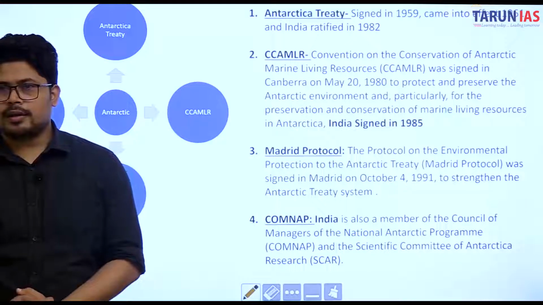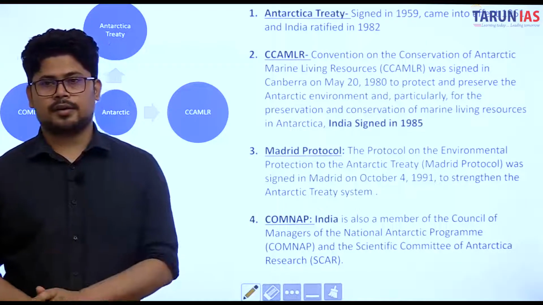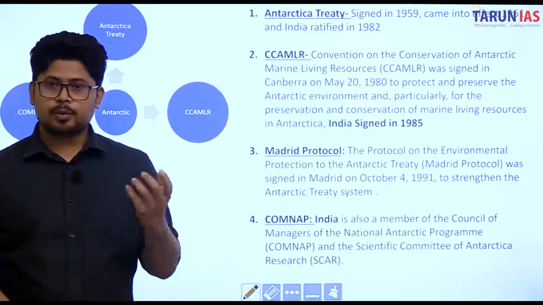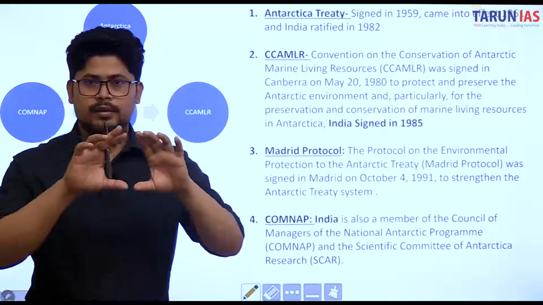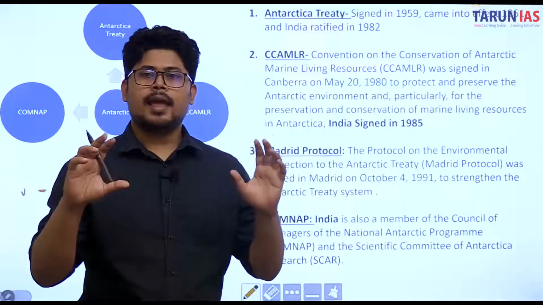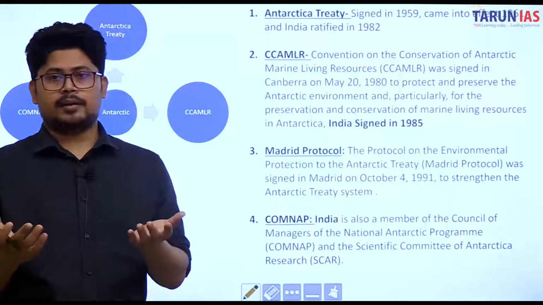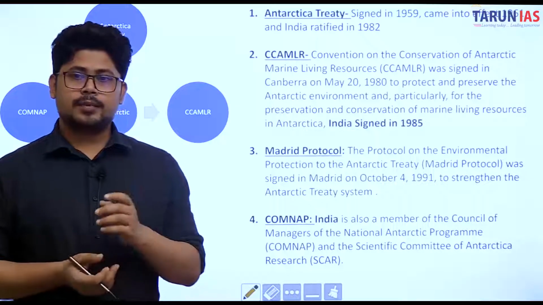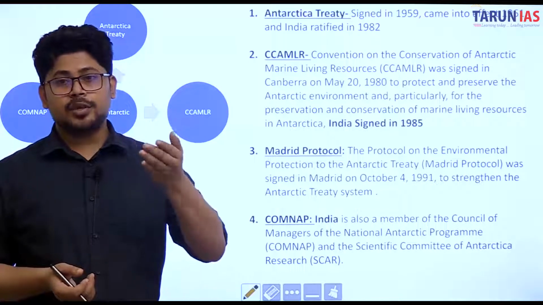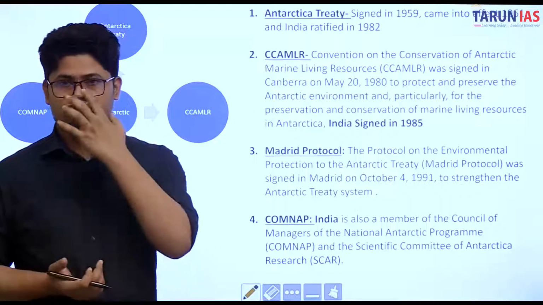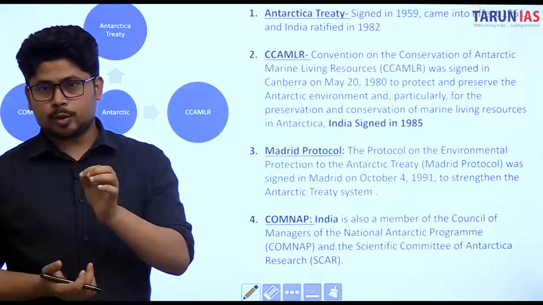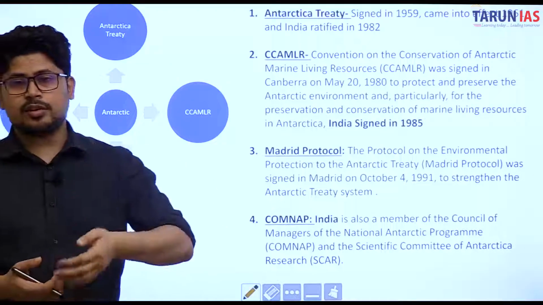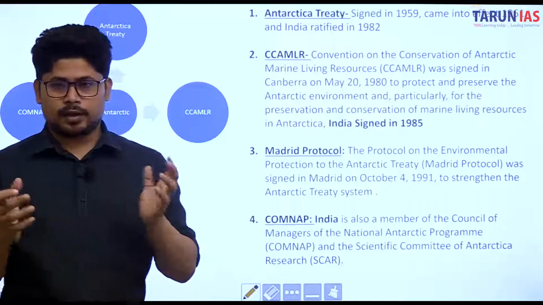The Madrid Protocol on the environmental protection of the Antarctic Treaty strengthens the Antarctic Treaty. It is a protocol. A treaty is signed between the countries. Like a law is enacted by parliament or state legislatures, and then come the rules under the law. Similarly, when a treaty is enacted, there are certain protocols to be followed for the implementation of that treaty. So the Madrid Protocol is within the Antarctic Treaty, and it strengthens the environmental protection of Antarctica.